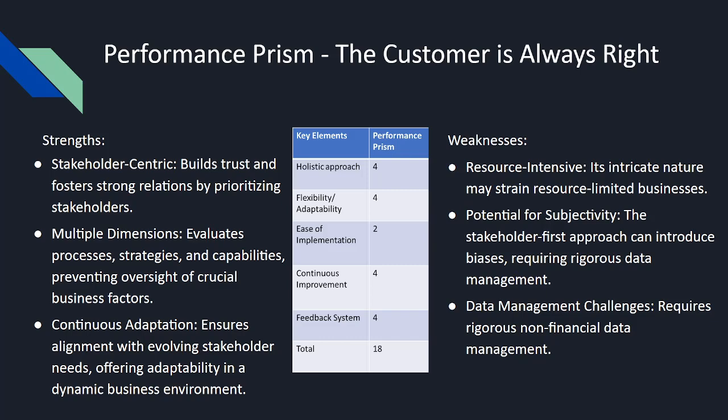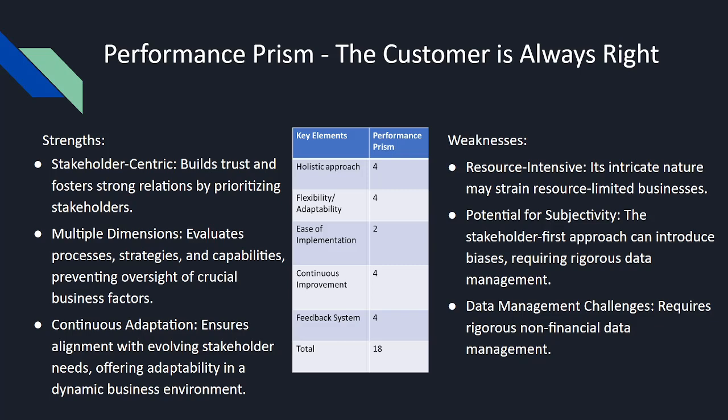So a strength within the performance prism is that it is stakeholder centric. It builds trust and fosters strong relationships that prioritize stakeholders. It has multiple dimensions, evaluating processes, strategies, and capabilities, preventing oversight of crucial business factors. And finally, continuous adaptation. It ensures alignment with the evolving stakeholder needs, offering adaptability in a dynamic business environment.